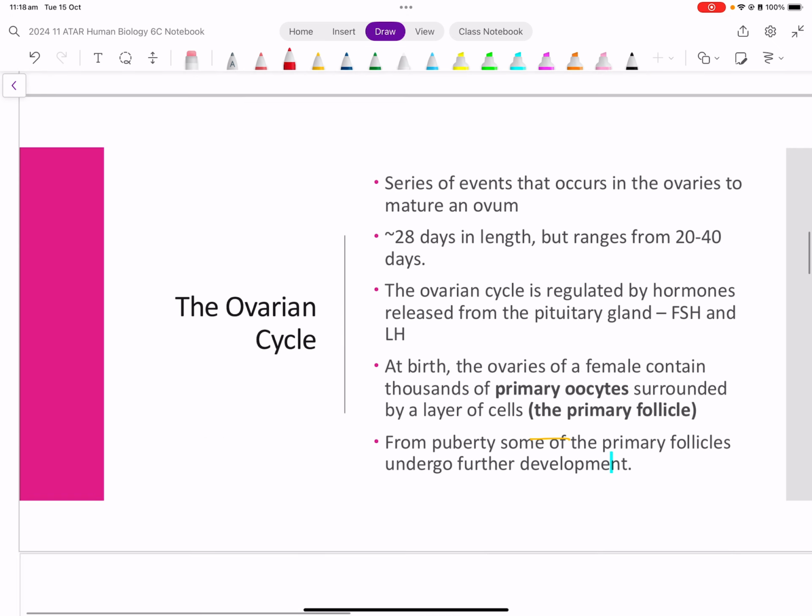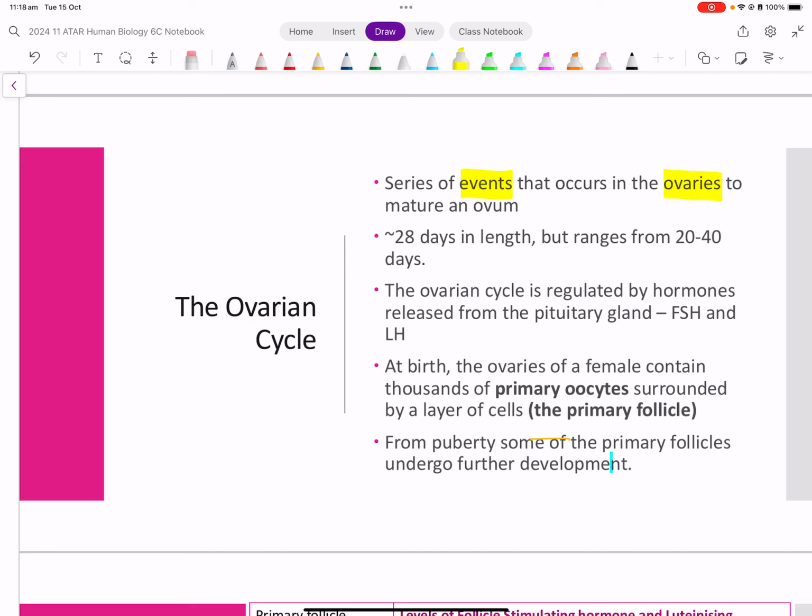So, to start us off, a little bit of an overview of the ovarian cycle itself. This is the series of events that occurs specifically in the ovaries to mature an ovum. Now, while we say generally, and in the case of this lesson, we are going to talk about roughly 28 days in length, in reality, we understand that it does range from 20 to 40 days in length. So when we talk about the ovarian cycle, we've had a look at some hormones previously, but the two key hormones that we really need to know a lot about in this lesson are released by the pituitary gland, and they are follicle-stimulating hormone and luteinizing hormone.